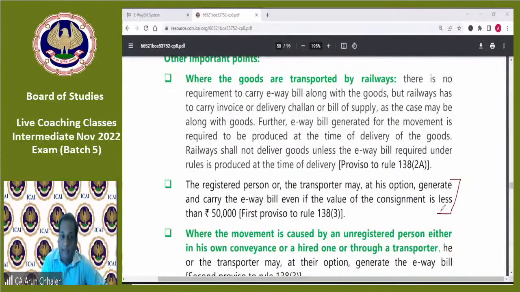On voluntary basis, Rule 138 sub rule 3 says that if you would like to generate the e-way bill, the registered person or the transporter, at his option, can generate and carry the e-way bill even if the value is less than 50,000. I hope it is very simple. Just compare it with the e-invoice also.